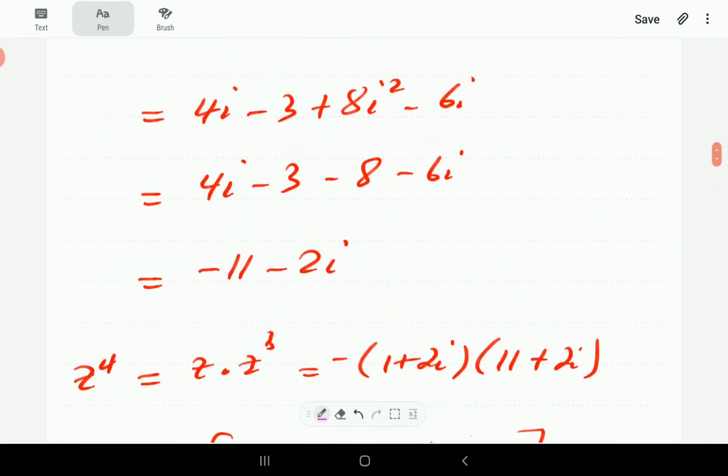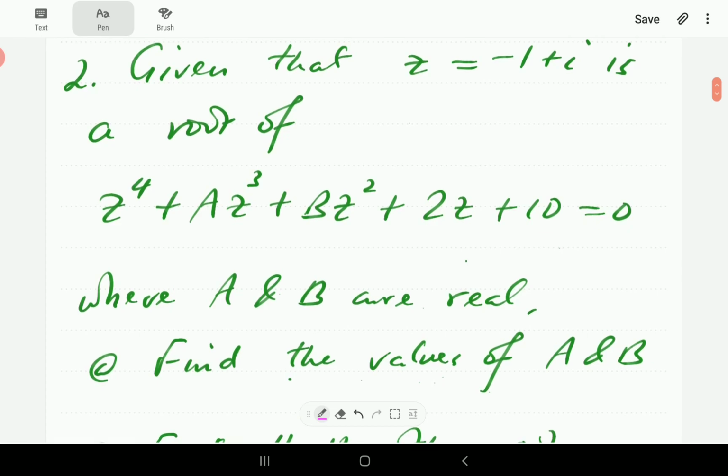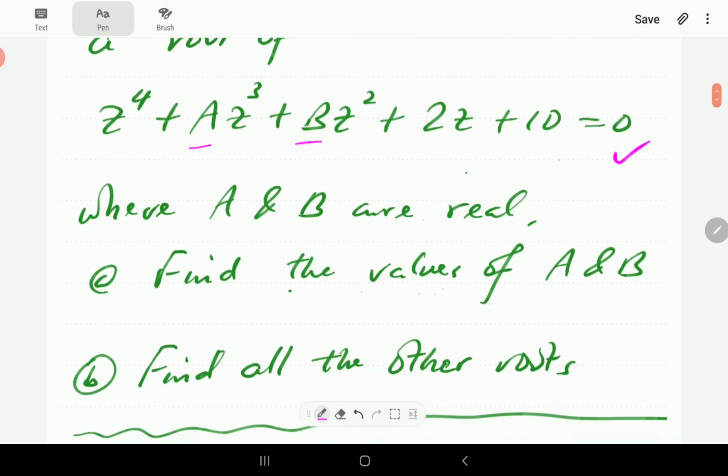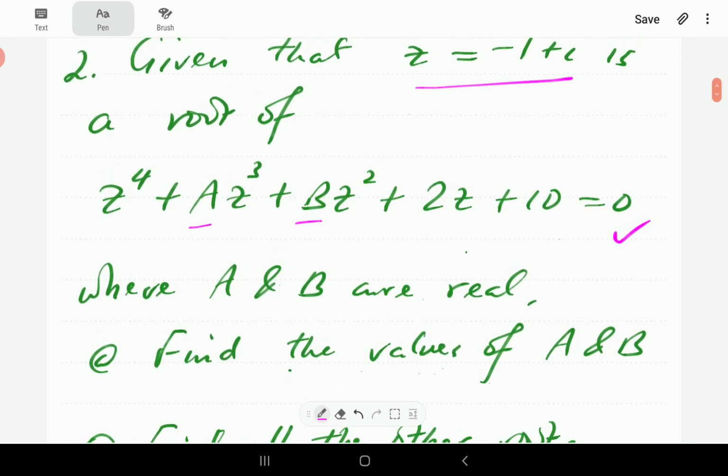Okay, so at this point, we're going to give you an opportunity to work through the second example. So in this example, we're told that minus 1 plus i is a root of this polynomial equation. a and b are real unknowns. So you're going to want to find the values of a and b and then find the other roots as in the previous example. So I think you just want to pause the video, work through this, and then we continue the video. You can compare with our solution.